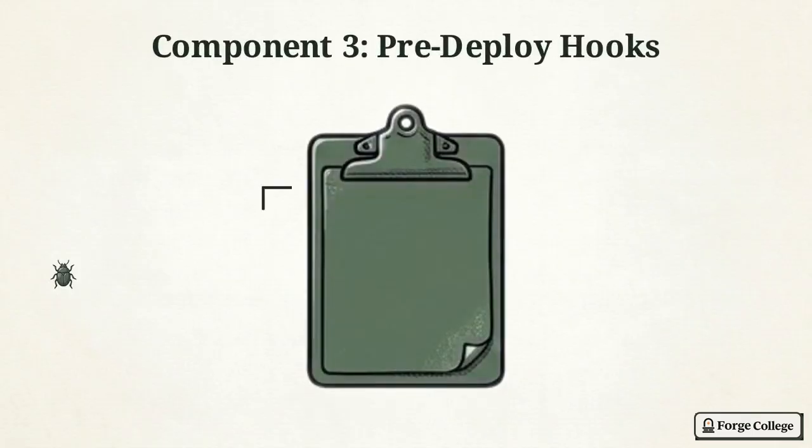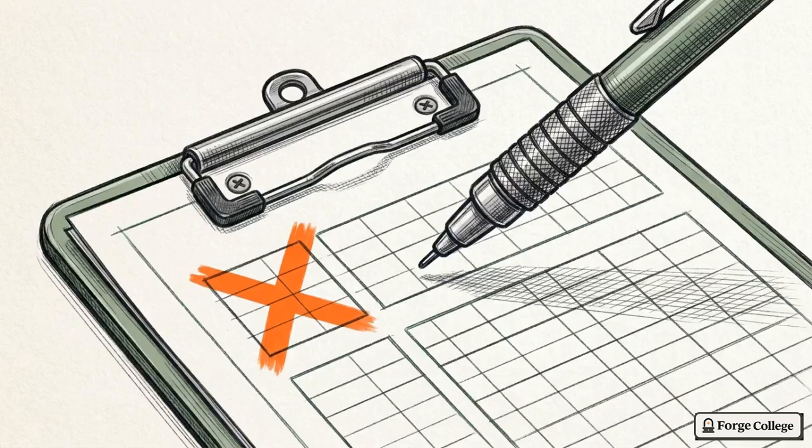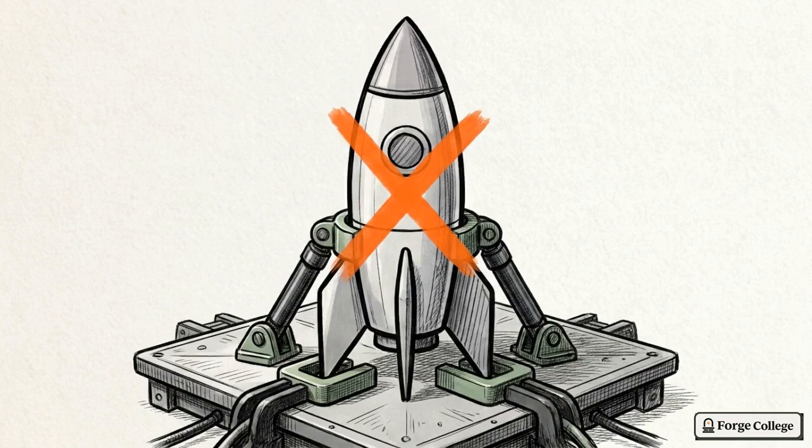Now let's look at this automated clipboard. This is component 3, pre-deploy hooks. Before ignition, this script runs a pre-flight checklist. It rapidly checks that code compiles, squashes known bugs, and runs test simulations. If any part of that checklist fails, the system enforces a strict policy. It simply refuses to launch the rocket.